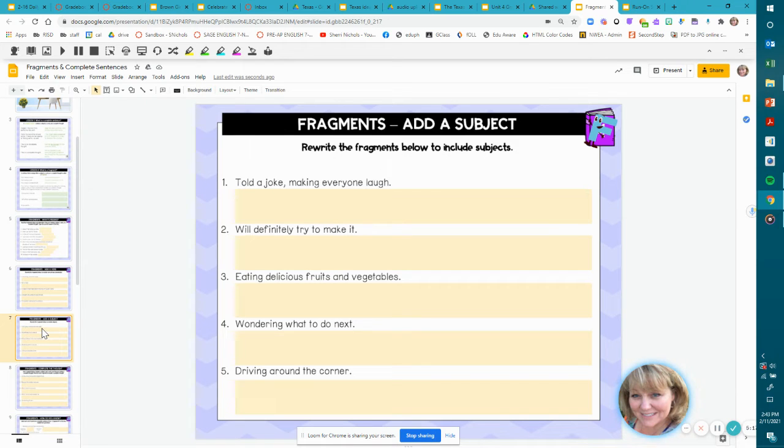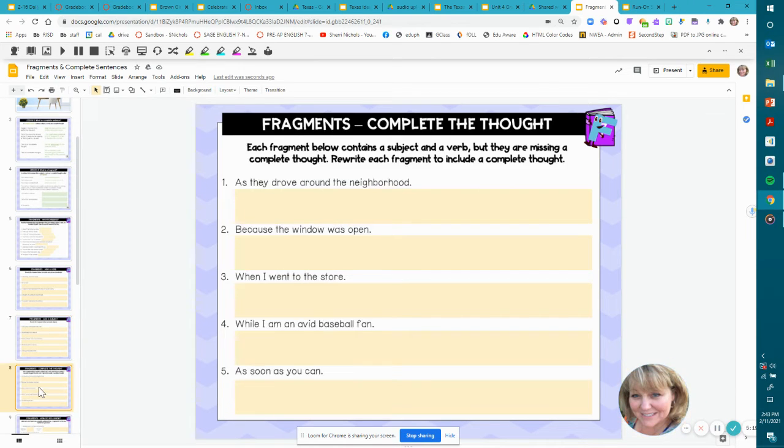Next, this fragment you're going to add. The next one is that fragments need to be a complete thought. Each fragment below contains a subject and a verb, but they are missing a complete thought. Rewrite each fragment to include a complete thought. "As they drove around the neighborhood." This is a dependent clause, and you need to add an independent clause to give it a complete thought.